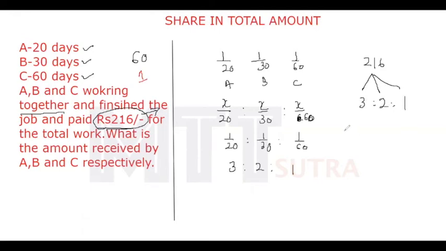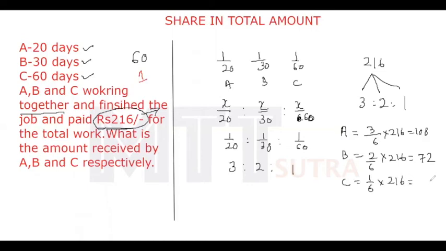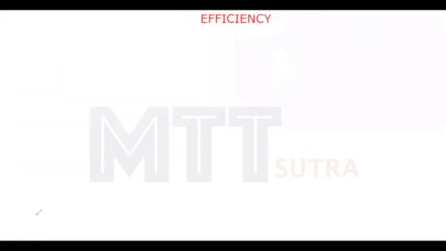3:2:1. So as we have done in the previous question, the previous method, A will get 3 by 6 into 216, that is 108, and B will get 2 by 6 into 216, that is 72, and C will get 1 by 6 into 216, that is 36. So you can apply any method, either fraction of work method or the unit based method, you will get the same answer.